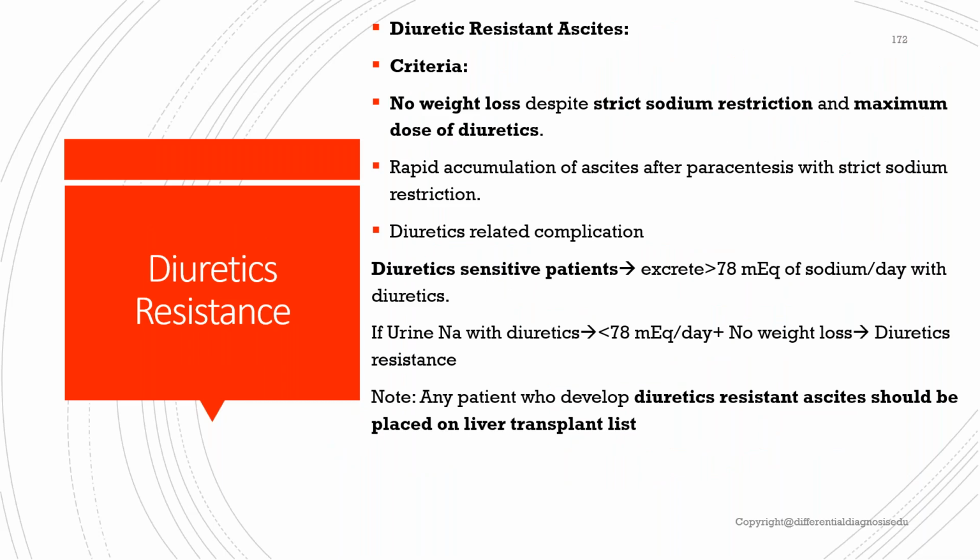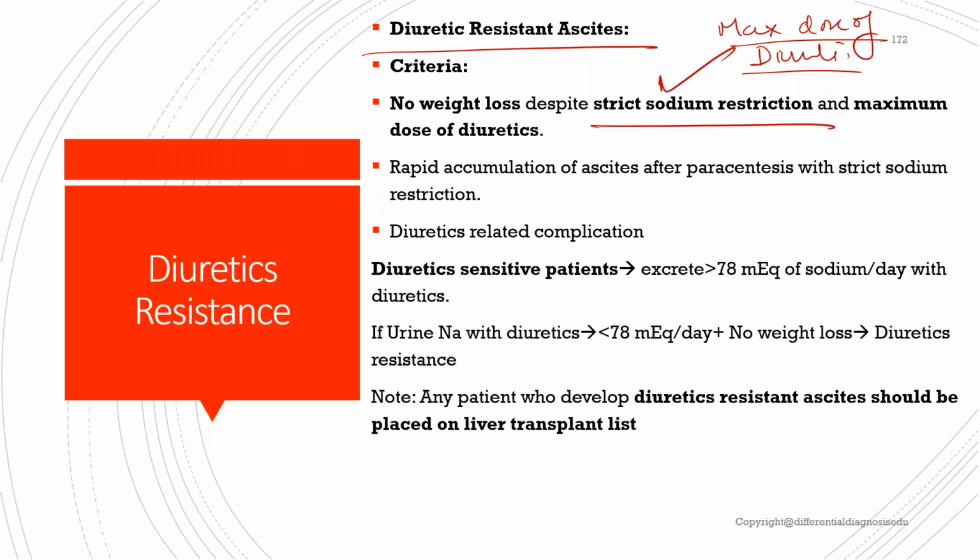Next, what is diuretic resistant ascites? Number one criterion: the patient is on max dose of diuretics. The patient is on strict sodium restriction, less than 2 gram per day. The patient is not taking any anti-inflammatory medication, not on NSAID or other nephrotoxic medication. While the patient is following this treatment, there is no weight loss.